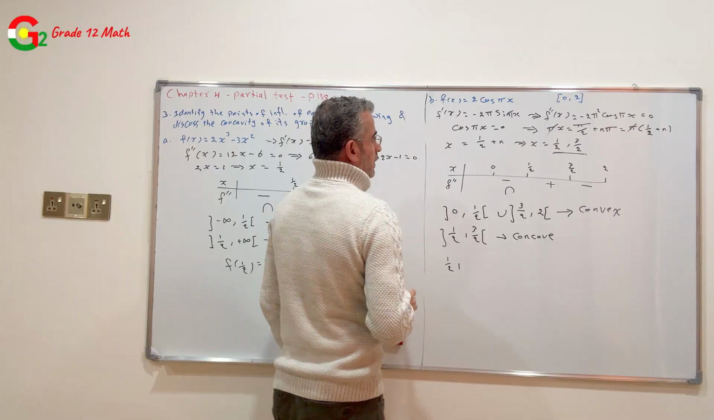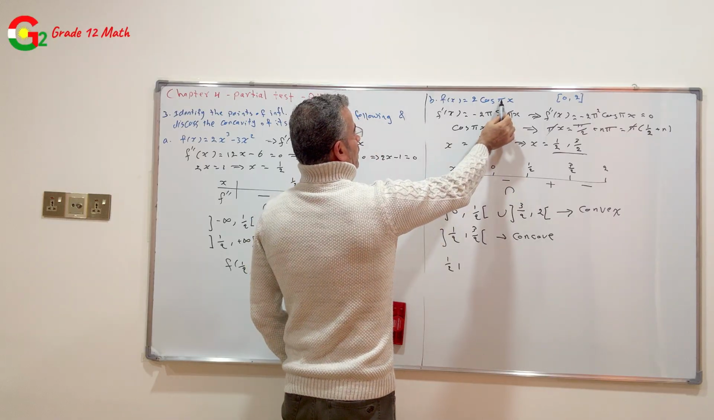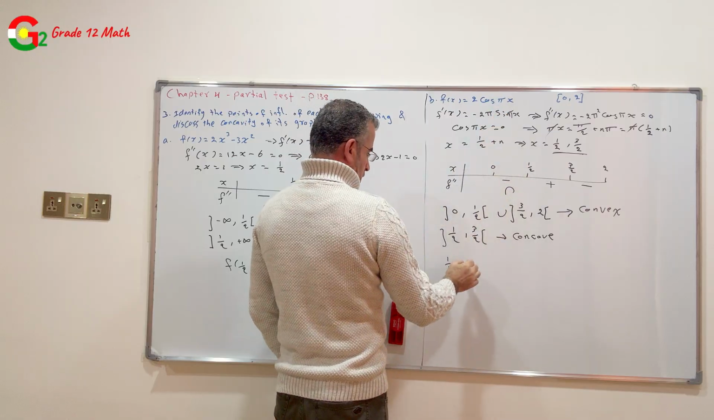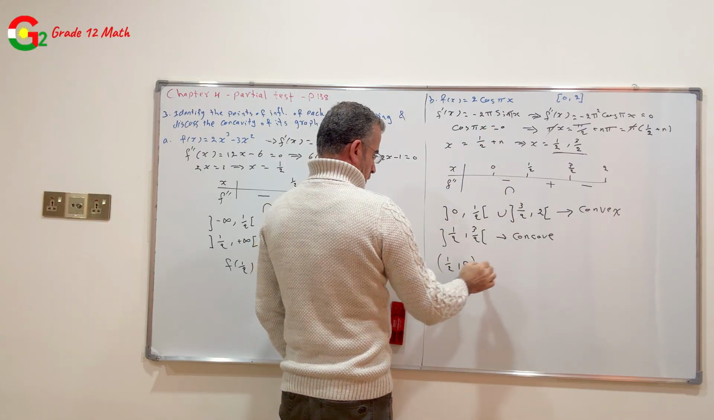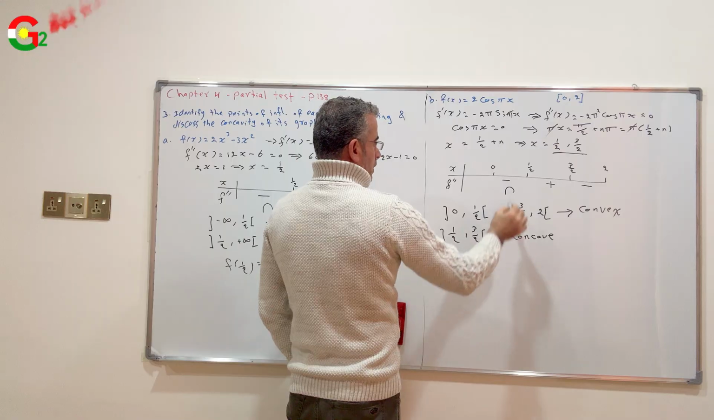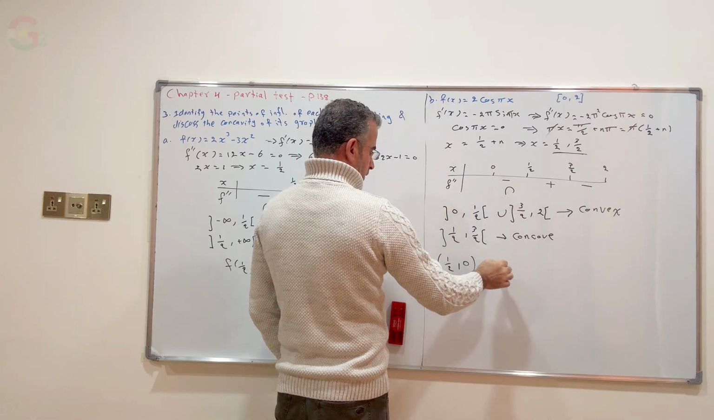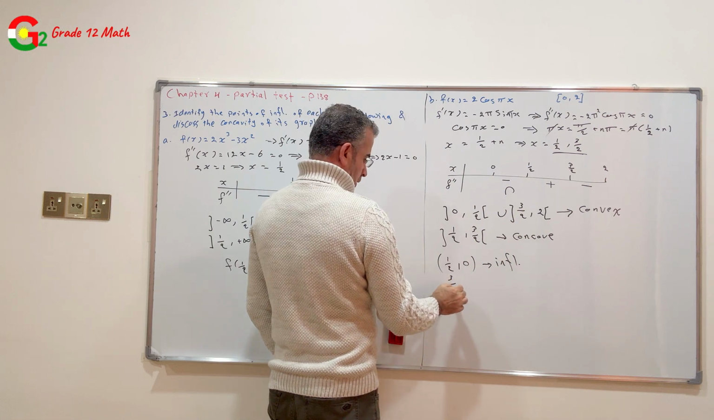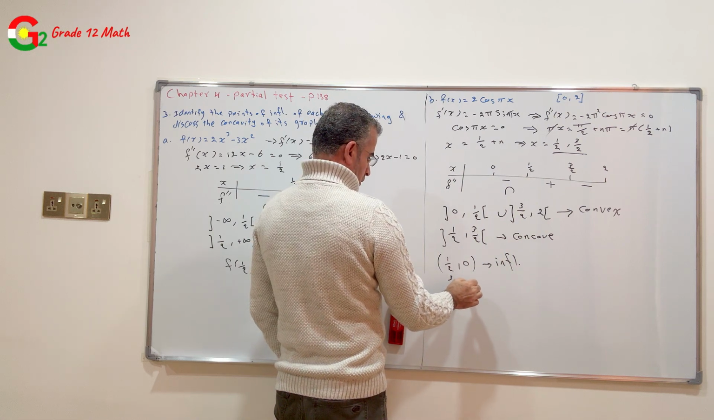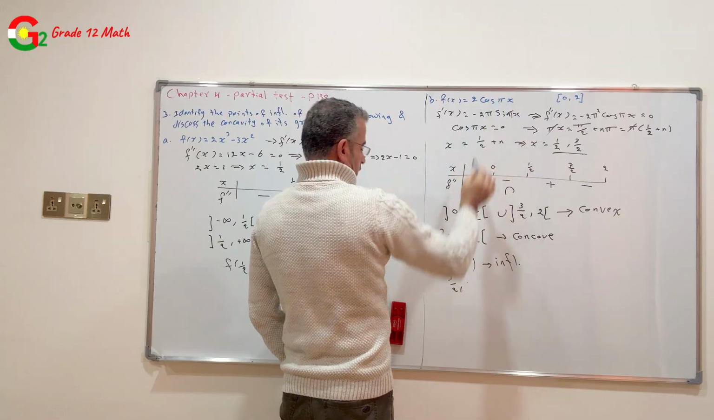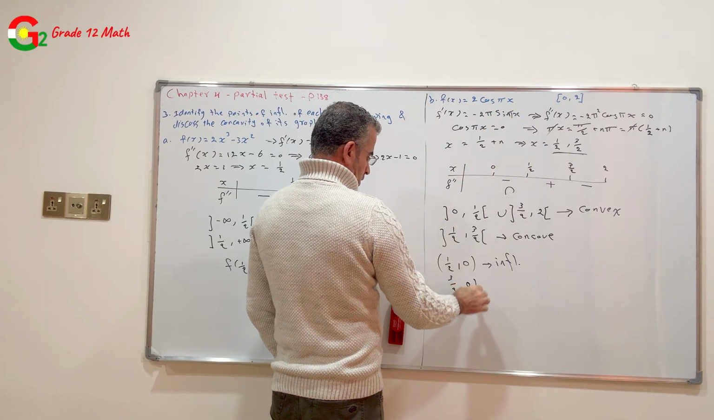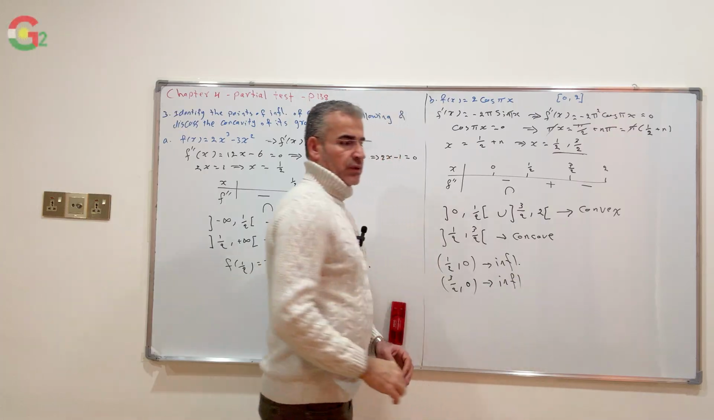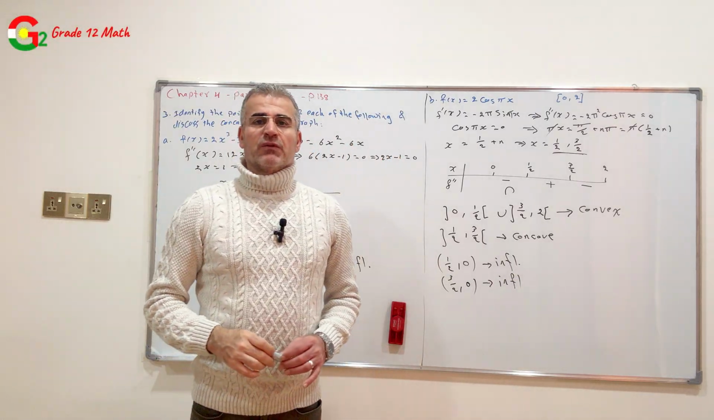substitute 1/2 in the function. Cosine pi over 2 is 0, therefore 1/2, 0 is an inflection point for this function. 3 over 2, 3 pi over 2, also cosine 3 pi over 2 is 0, therefore also 3 over 2, 0 is an inflection point for this function.